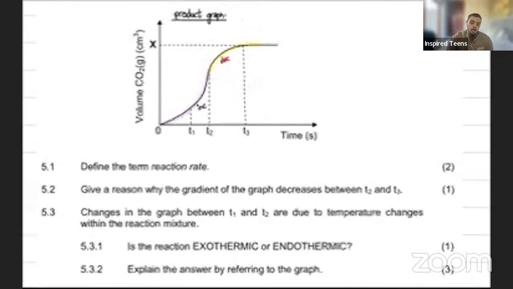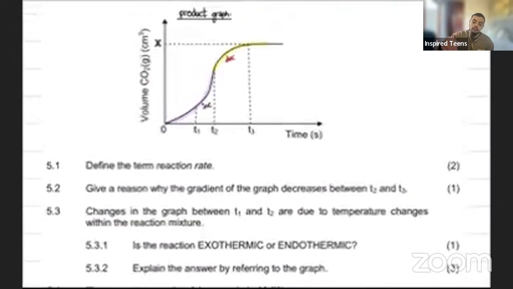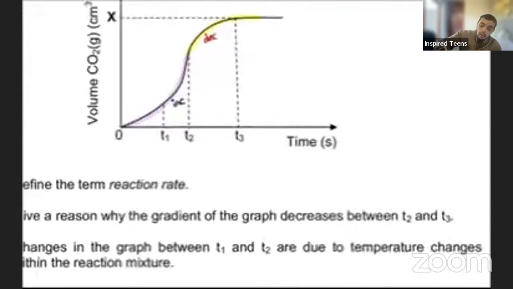It's in the notes. So number 5.3, changes in the graph between T1 and T2 are due to temperature changes within the mixture. Is the reaction exo or endothermic? So between T1 and T2, this is a bit of a different style question, but you should be able to use your logic to answer it, right? So between T1 and T2, that red part of the graph. Between T1 and T2, there are some sort of temperature changes. So we can see a rapid increase in the rate of reaction between T1 and T2, right?